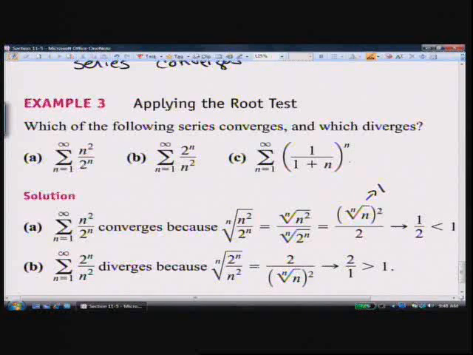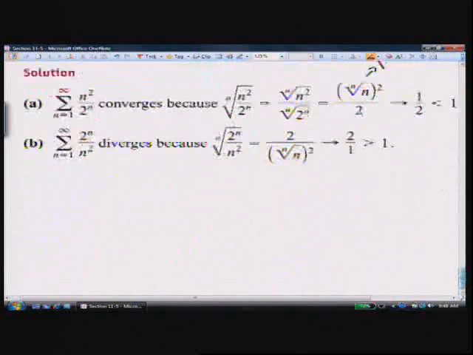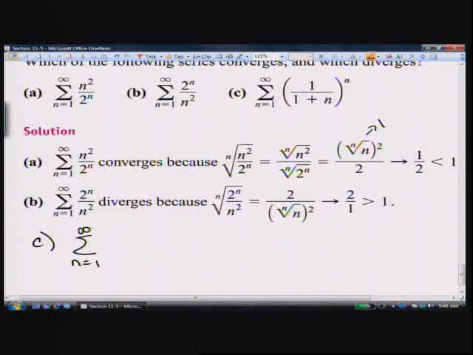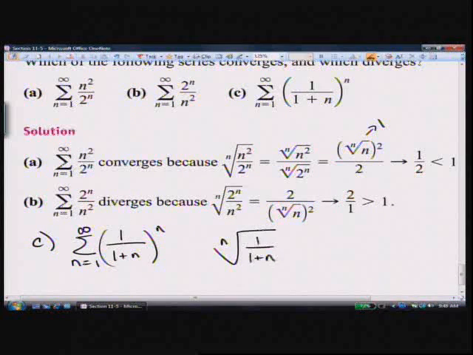Okay, how about this one? If we take the nth root of this, to the n, it's just going to be 1 over 1 plus n. Over 1 plus n to the n. All right, well, the nth root of 1 over 1 plus n to the n is going to be equal to 1 over 1 plus n, right? Which as n goes to infinity, what is that?